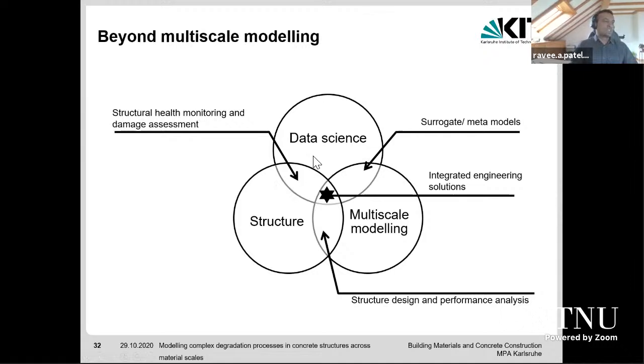And there already exist certain links between these domains. For instance, structural engineering with data science, we can talk about structural health monitoring. If you want to talk about multiscale modeling and data science, then we can use machine learning to create reduced order models or surrogate models. Or when we talk about structural engineering and multiscale modeling, then it's basically classical structural design. The challenge for the coming future is to develop integrated solutions which lie at the interface of these three topics. And this is something which we will focus on at KIT in coming years.